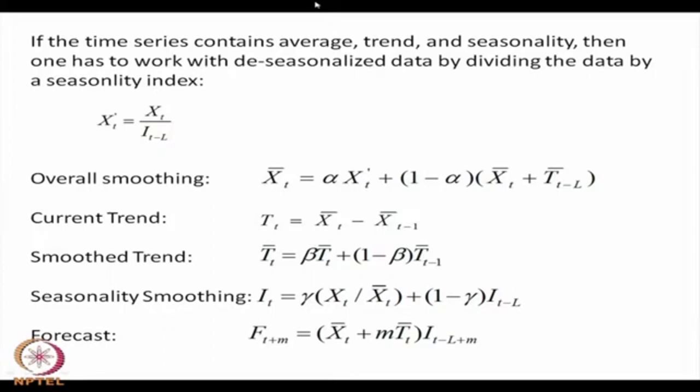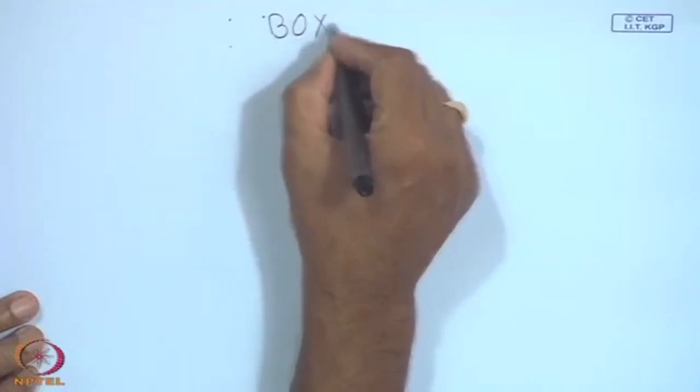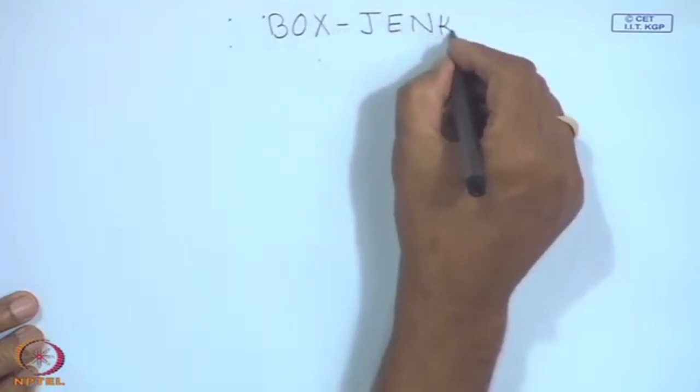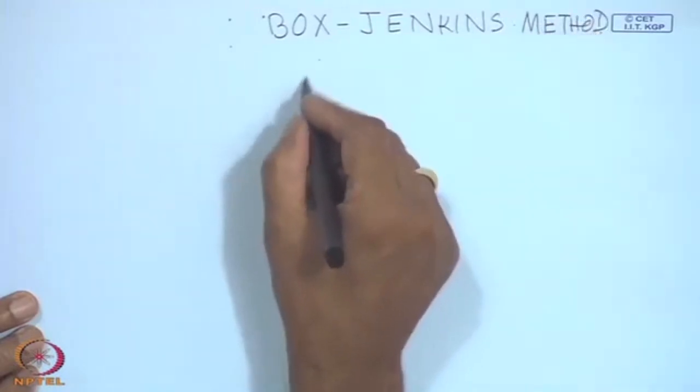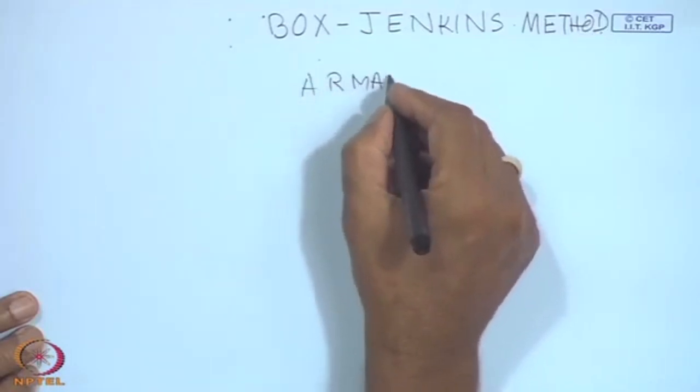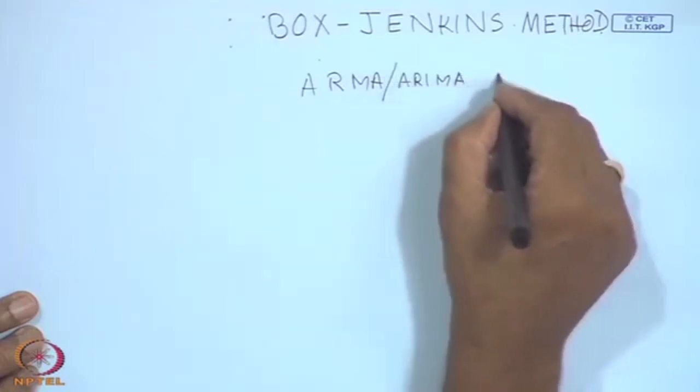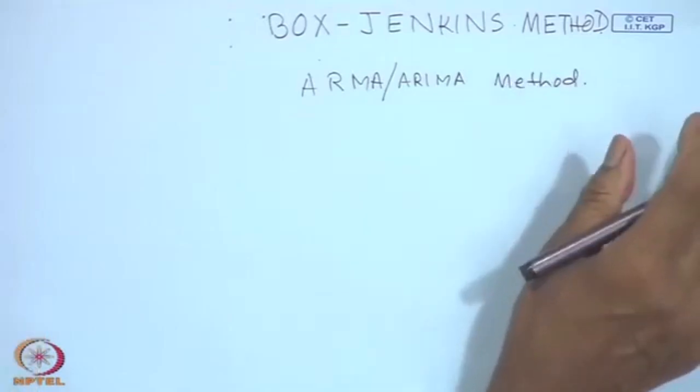Before we close our lecture, we would like to just give an introduction to a very useful but highly sophisticated method of forecasting, which is known as the Box-Jenkins method. We will just give an introduction to the Box-Jenkins method, introduced by Box and Jenkins, also known as the ARIMA method. We just give an example.